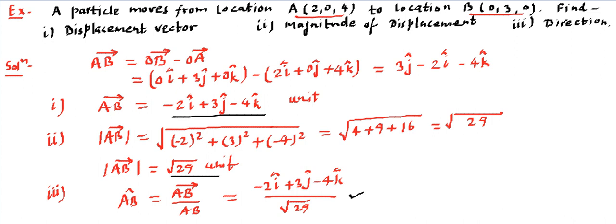One thing can also be asked, and this is the simplest thing: writing the position vector of A and writing the position vector of B. So you say this is the position vector of A, this is the position vector of B. If somebody asks to write the position vector of A, simply write this, and if somebody asks to write the position vector of B, then write this.